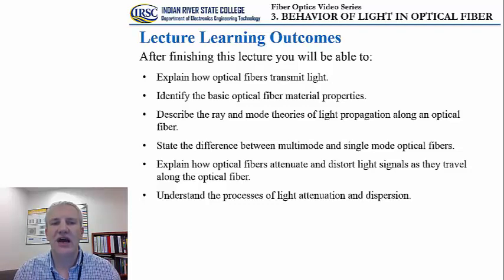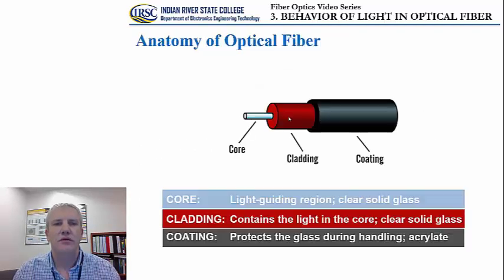We are going to describe the ray and mode theory of light propagation and how it applies to an optical fiber. We are also going to state the difference between multimode and single mode optical fibers. We will explain how optical fibers attenuate and distort light signals as they travel along the optical fiber. And finally, we are going to try to understand the processes of light attenuation and dispersion.